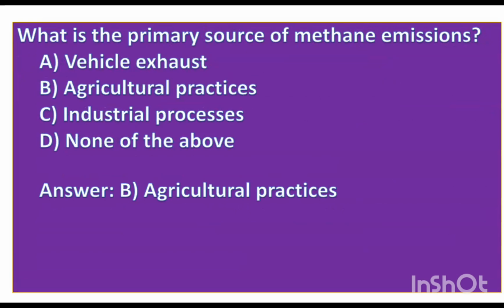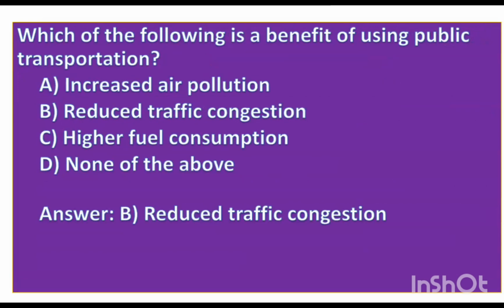What is the primary source of methane emissions? Options: vehicle exhaust, agriculture practices, industrial processes, none of the above. Answer: agriculture practices. Which of the following is a benefit of using public transportation? Options: increased air pollution, reduced traffic congestion, higher fuel consumption, none of the above. Answer: reduced traffic congestion.